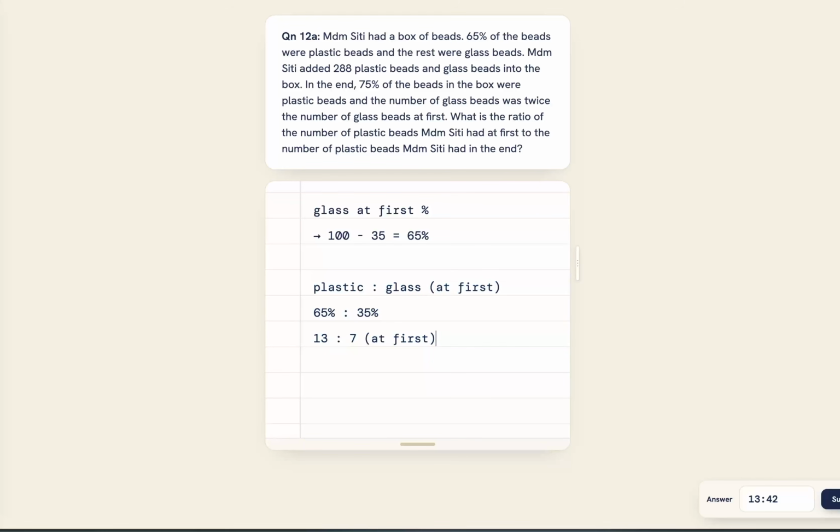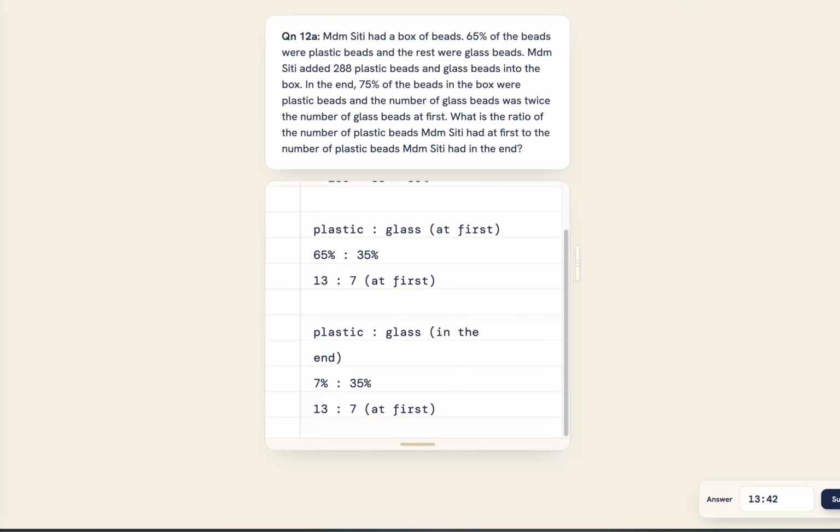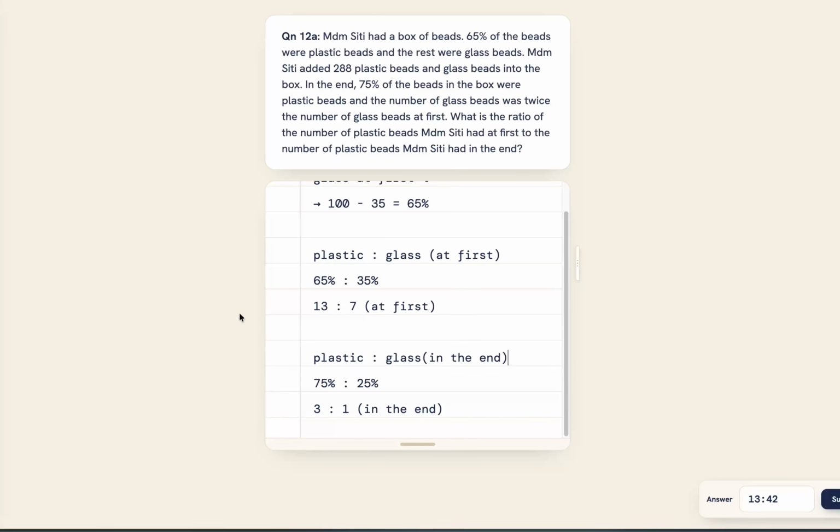Okay, so we're going to do the same for the in the end. In the end, we would have 75% that is plastic and the glass will be 25%. So in this case, this will be 3 out of 1, sorry, 3 is to 1. Okay, so this is plastic and glass in the end. All right, so now how do we solve this?